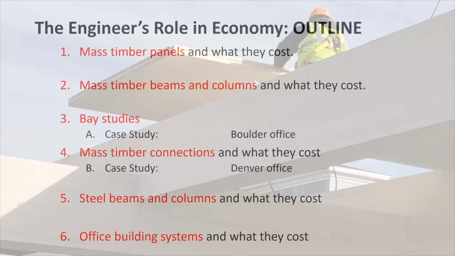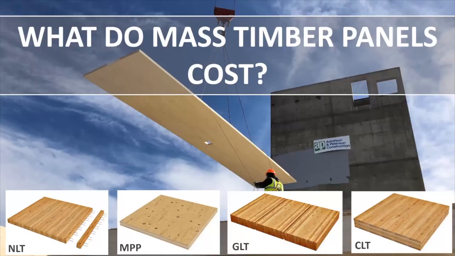So here's the outline of how I'm going to go about doing that. First, we're going to talk about what drives the cost of some of the components of mass timber construction: the mass timber panels, and then beams and columns. Then we're going to wrap that into a base study or two that shows the effect of those costs on different grid choices. Then we'll get into mass timber connections just a little bit, and then we'll fold steel beams and columns into the mix for a hybrid study. And if I have time at the end, I'll spend a couple minutes looking at an entire building system and what they cost. So starting from the very beginning, let's look at mass timber panels and what they cost.